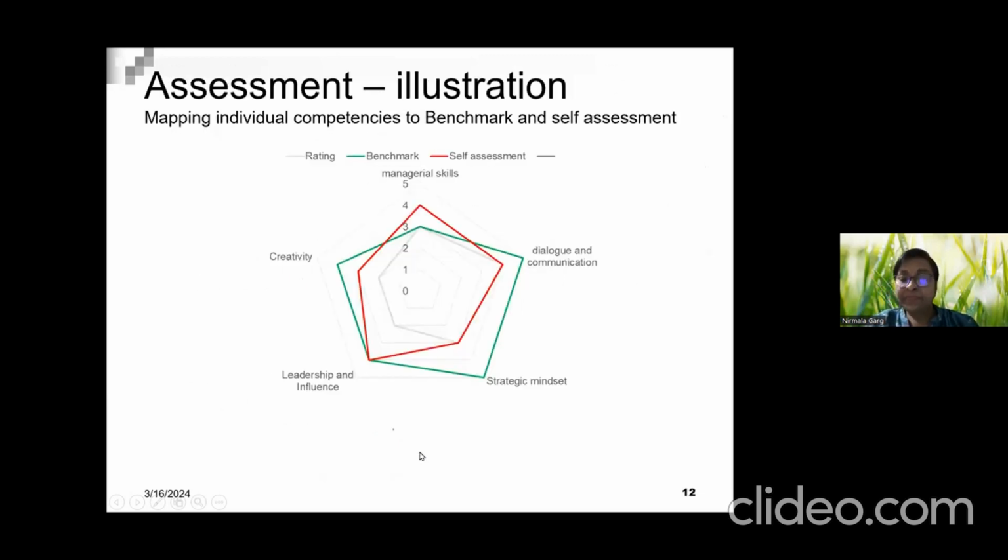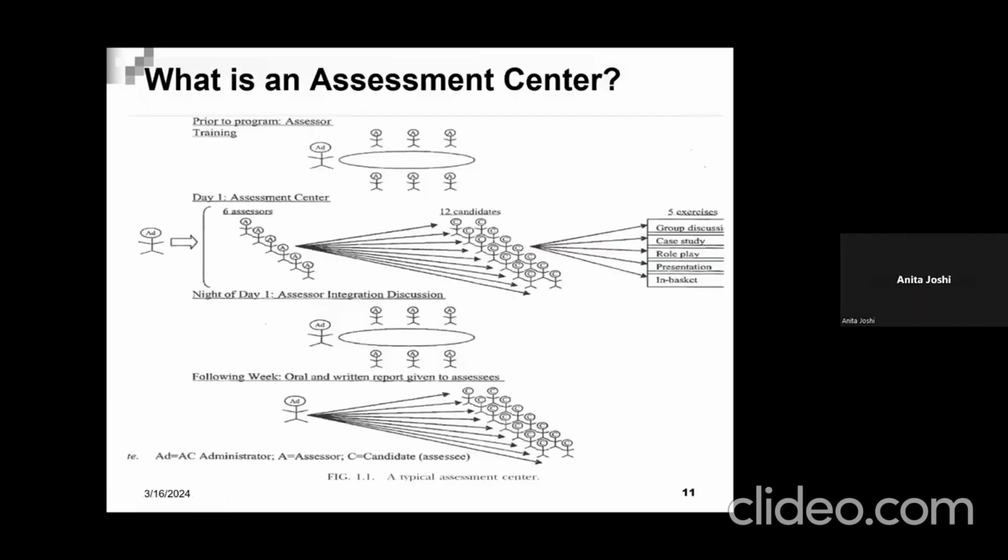All right. Ma'am, just a couple of questions. This is Anita. You said ideally the ratio should be 1:2, that means one assessor to two candidates. Is there also a minimum limit of how many exercises should be done in each of these ACs? Yeah, we are coming to the design. Maybe you will have a better understanding when we are coming to the design, because this is to give you a pictorial understanding of how an assessment center looks like.